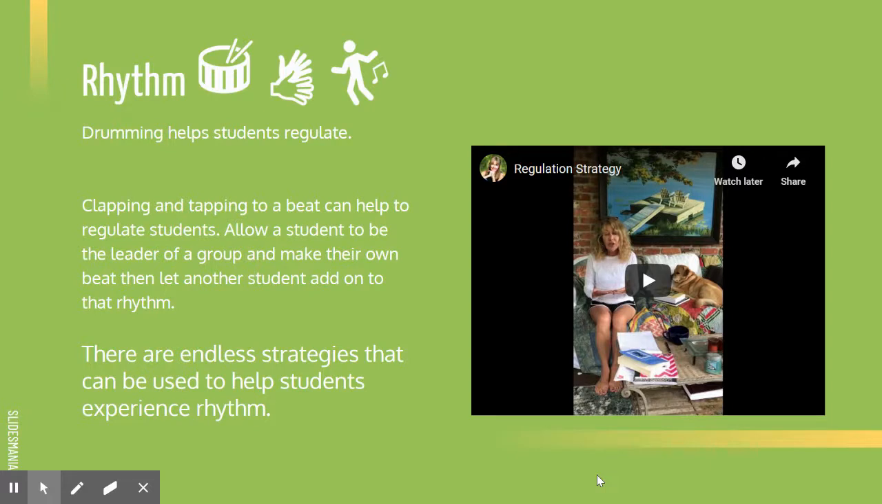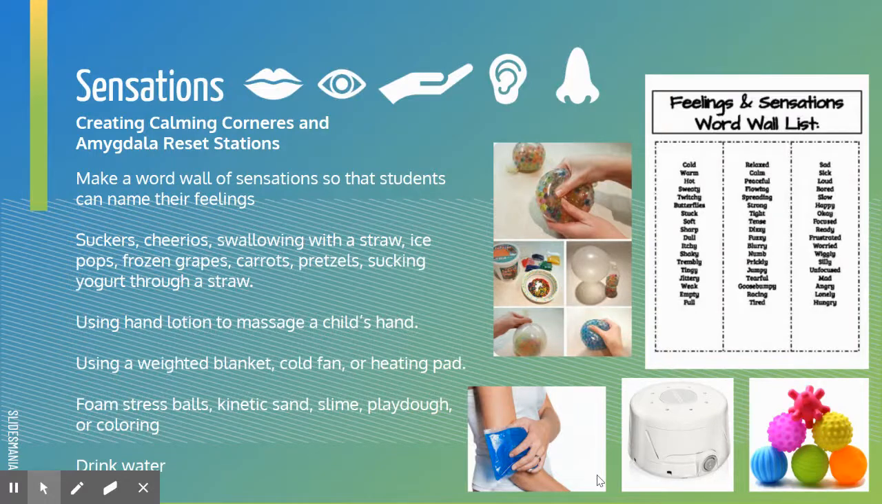There are endless strategies that can be used to help students experience rhythm. Rulers on the desk, pencils on the desk, clapping and tapping rhythms, repeating rhythms. And this is a great opportunity to have students be a rhythm leader in the classroom. That could even be a classroom job. So just know that drumming also helps us regulate our brain states.